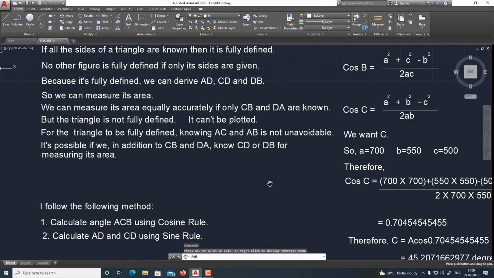I follow the following method. Calculate angle ACB using the cosine rule. Calculate AD and CD using the sine rule.